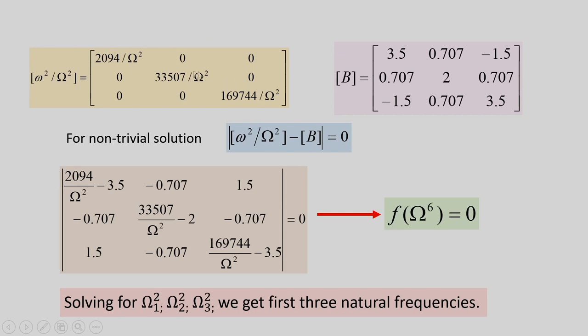So now eigenvalues are formed. This is the matrix omega square by capital omega square, that is a diagonal matrix of course, and this is the B matrix. For a non-trivial solution, the determinant of omega square by capital omega square minus B matrix must equal 0. Here it is a 3 by 3 determinant, so it is to be expanded, and you will get a characteristic equation in omega to the power 6. So we will solve for omega square, because it is a cubic equation in omega square and 3 roots will come. Therefore you will get 3 natural frequencies omega 1, omega 2, omega 3. So this is the procedure to handle a problem of a beam carrying a number of concentrated masses at arbitrary locations.